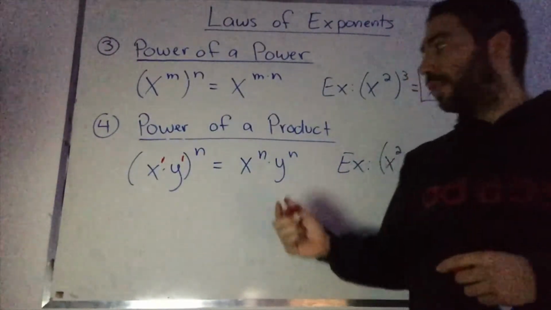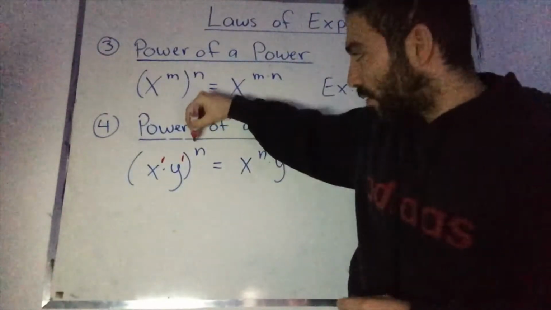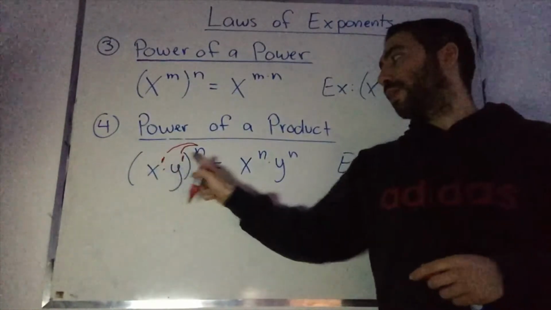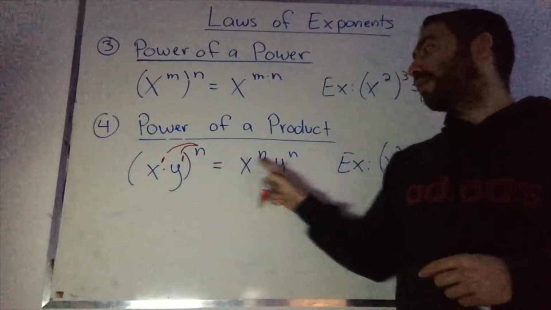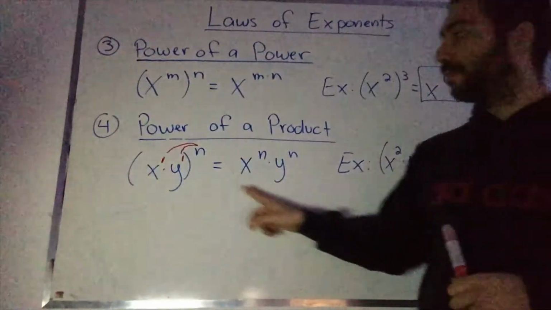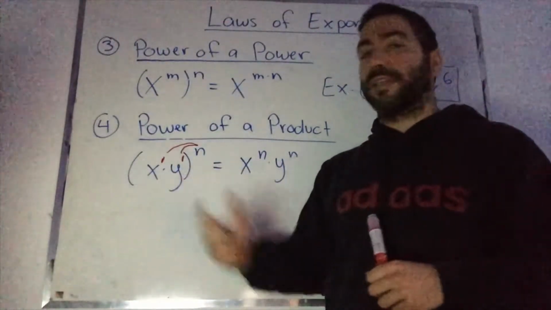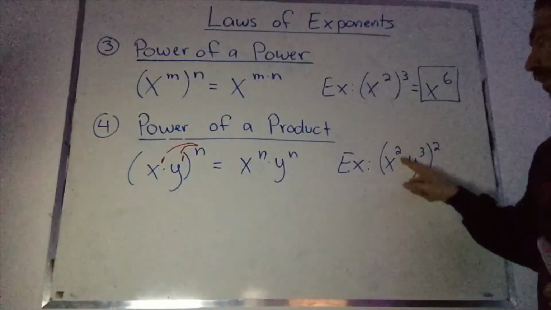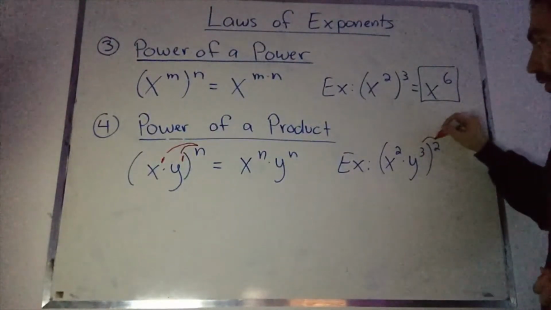And what you're essentially doing is you're distributing the exponent n to everyone's exponent. Okay, so you're multiplying the n times 1 for the x. So 1 times n is n, so you have x to the n, and then for y, if you look at the exponent, it's 1 times n, so you get y to the n. Okay. So think of it as distributing the exponent to everyone's exponent inside the bracket. Okay, so let's take a look at an example. The example we have here is x squared times y cubed, all that squared. So what you're doing is you're just multiplying the 2 to everyone's exponent.